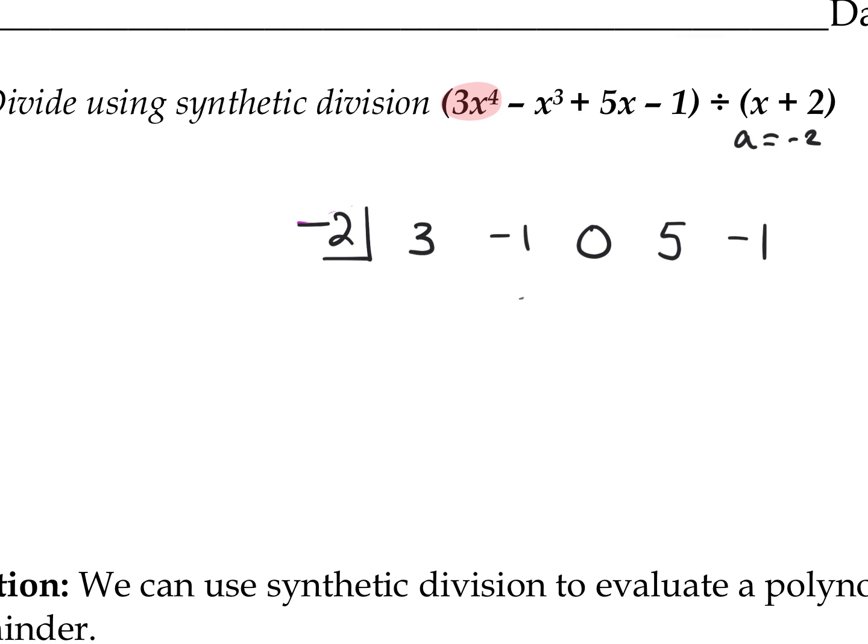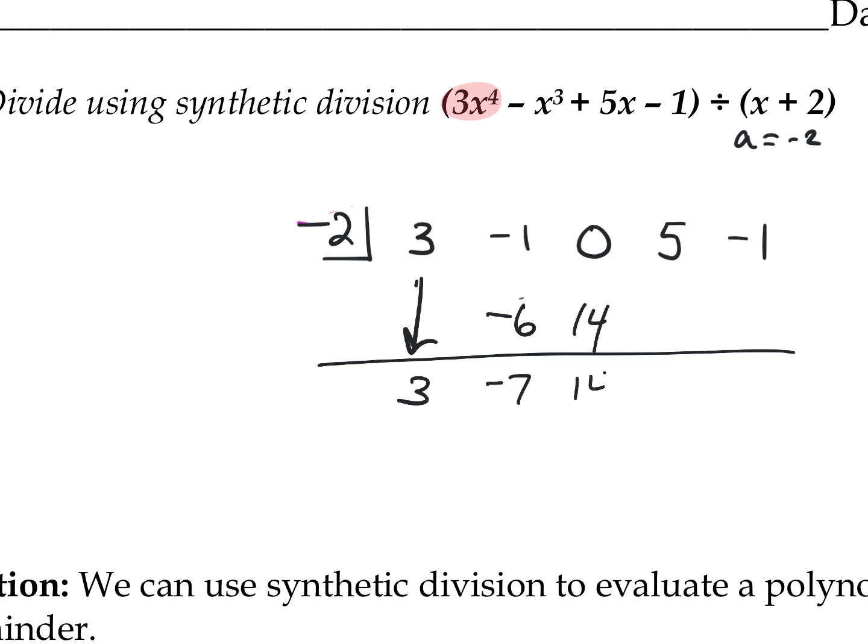But the process is the same. We bring the first term down. We multiply. -2 times 3 is -6. Then we add to get -7. We multiply. We add. We multiply. We add. We multiply. And we add. This last number here, this 45, I like to put a little box around it. That reminds me that it is a remainder.